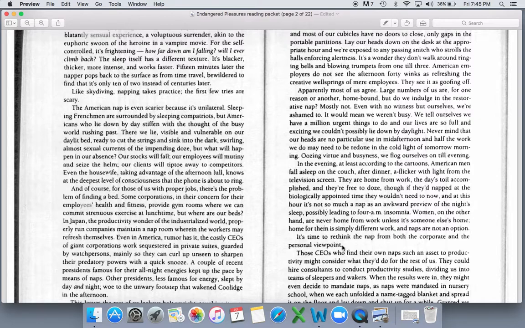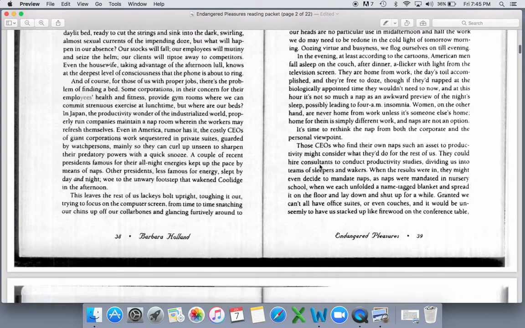It's a transition point that says it's time to rethink the nap from both the corporate and the personal viewpoint. We're going to come back to this as a statement of purpose, but for now we're just going to look at it as a dividing point between everything that happens before it, which we'll call problem making, and everything that happens after it, which will be the writer's solution to the problem, which could also be known as Barbara Holland's purpose for writing the essay, and also her argument about naps and how it needs to be rethought.